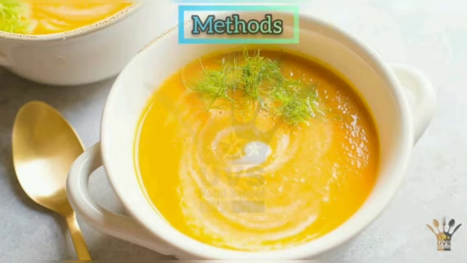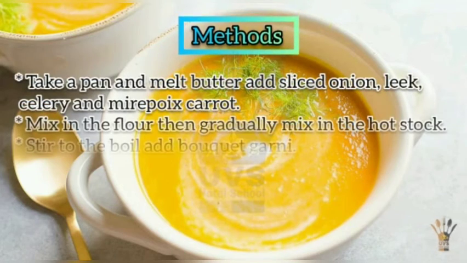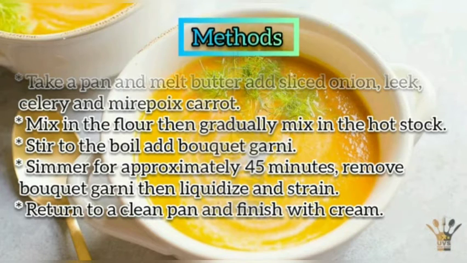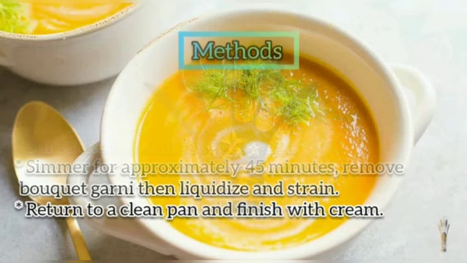Method: take a pan and melt butter, add sliced onion, leek, celery and mirepoix carrot. Mix in the flour, then gradually mix in the hot stock. Stir to the boil, add bouquet garni. Simmer for approximately 45 minutes. Remove bouquet garni, then liquidize and strain. Return to a clean pan and finish with cream.